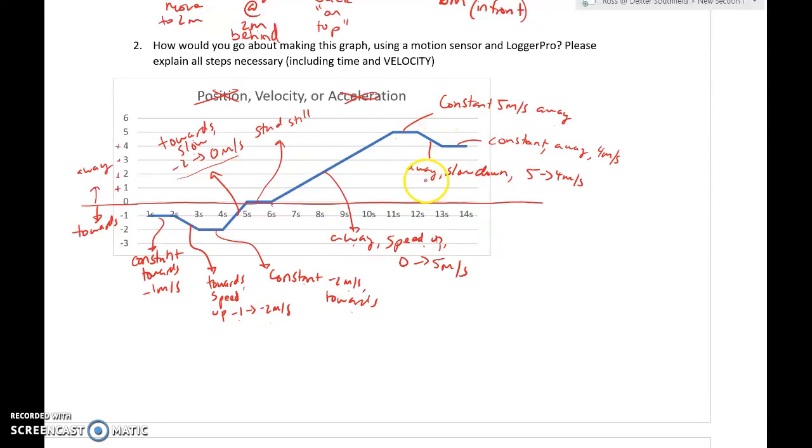Decreasing line, you're moving away, slowing down, 5 to 4 meters per second. Flat line, constant, away, 4 meters per second. So once again, note form is okay. You should still include your seconds, so for seconds 1 to 2, and then tell me what you're doing. But it's okay to write it not in a complete sentence and do it in totally note form.